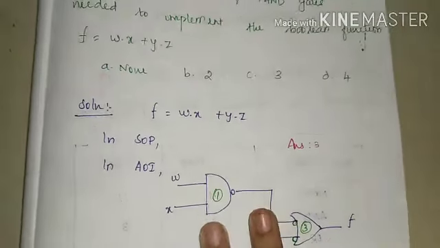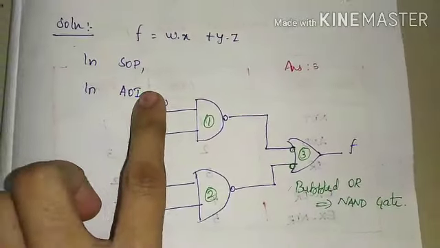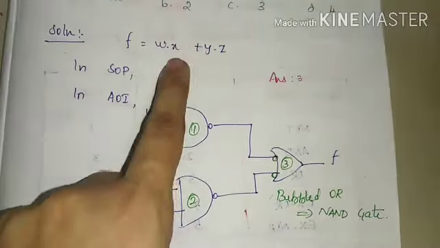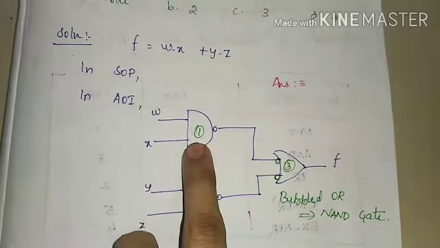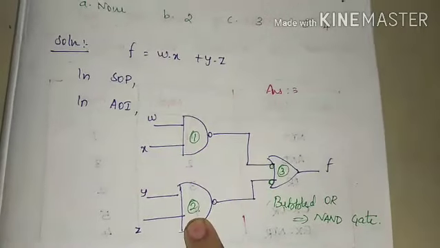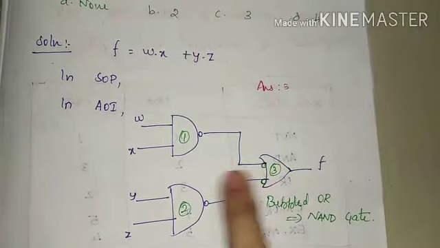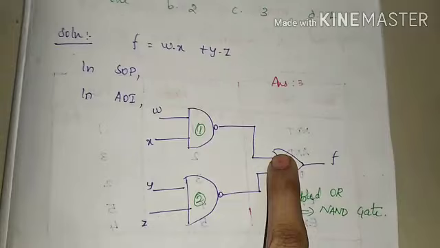Now we are entering into the AOI form. AND-OR implementation. See, W into X by using this AND gate, then Y into Z by using this AND gate. Then again these two terms get summed up using the OR gate. After that, finally, I introduced all these bubbles.